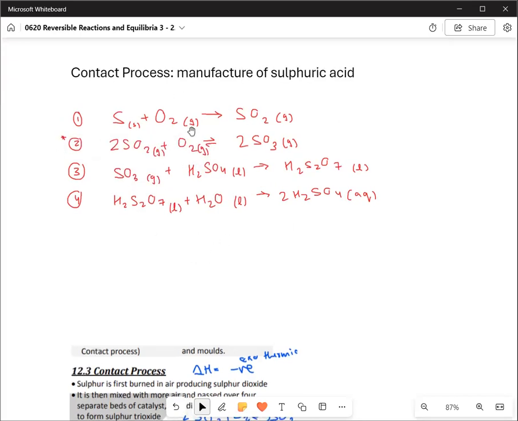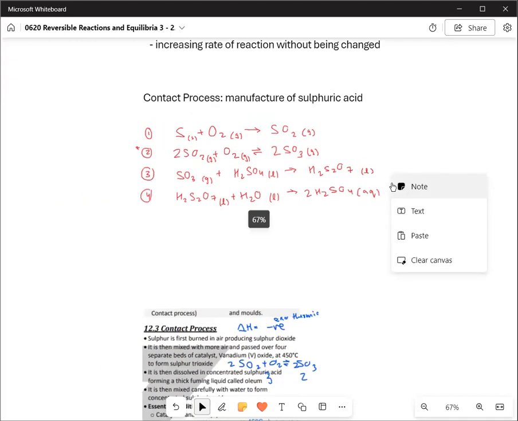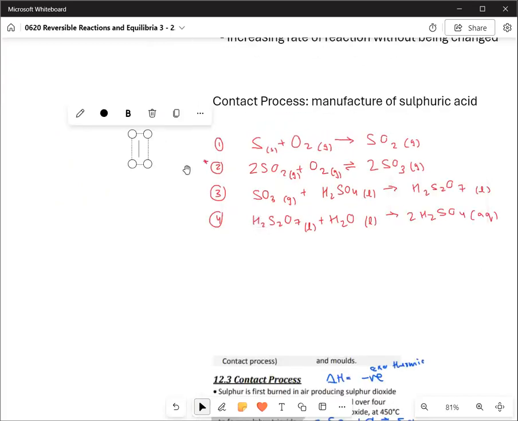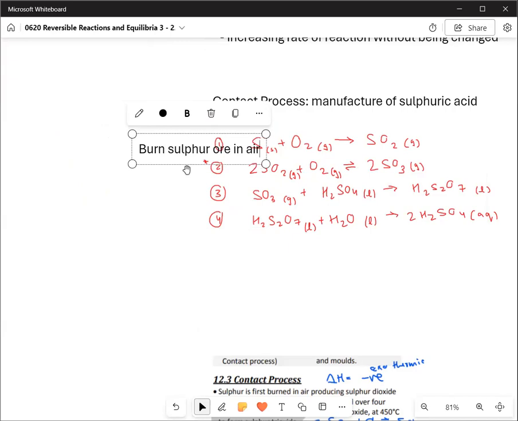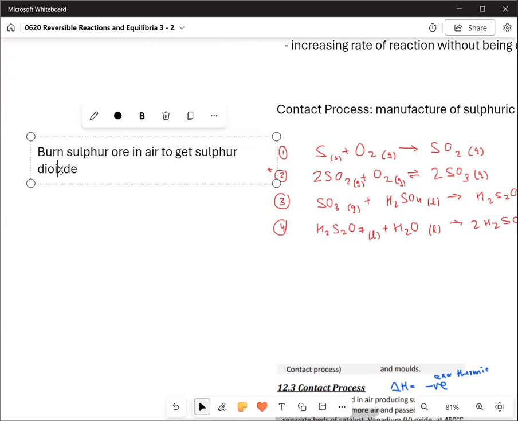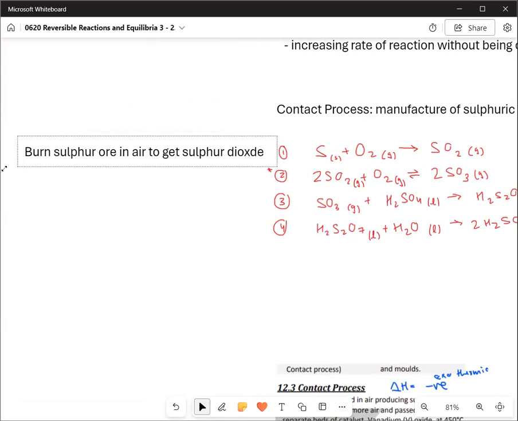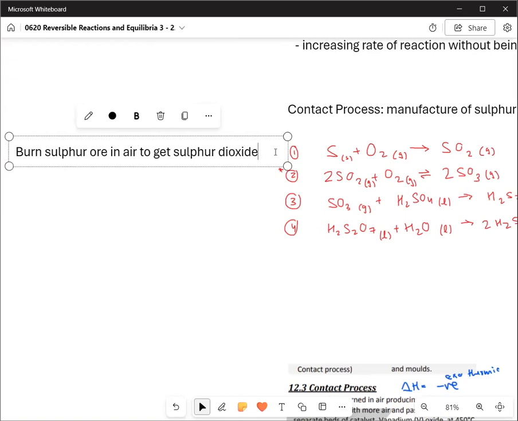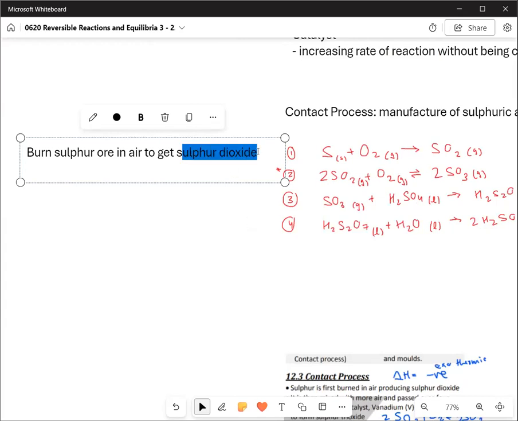Okay, done? Equilibria? Yeah. Now I'll just write what's happening in each of these steps. In the first step, you burn sulfur ore in air to get sulfur dioxide. So first you need sulfur dioxide. How do we get sulfur dioxide? By burning the ore, sulfur ore, which is solid sulfur, in air. Then, next step, you react sulfur dioxide with oxygen to get sulfur trioxide.